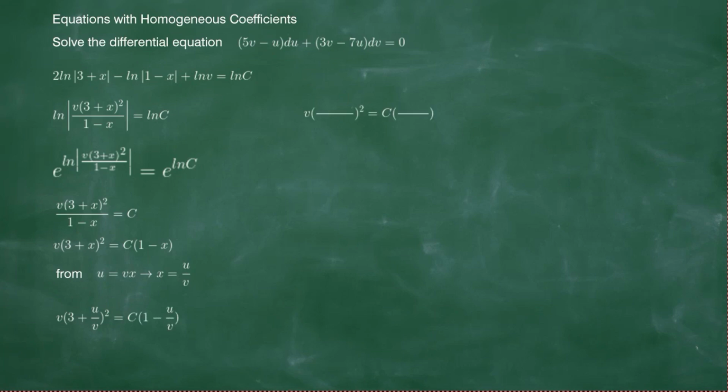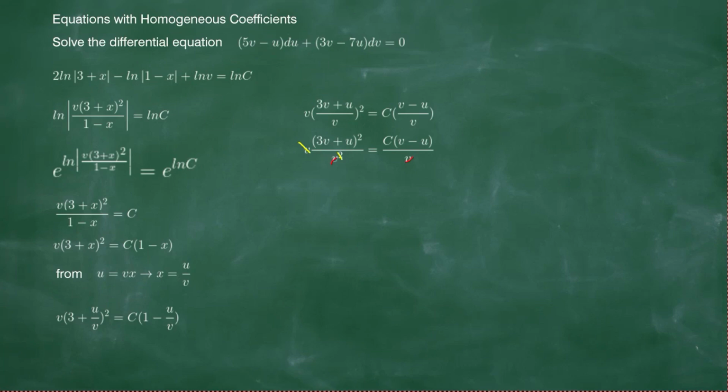And then we get the least common denominator of the left side of the equation, which is v. Then the numerator becomes 3v + u. On the right side of the equation, we also have a least common denominator of v, and the numerator becomes v minus u. And that is the same as this one. We can cancel v and this one, and we can also cancel this and this. So our final answer is (3v + u)² = c(v - u).